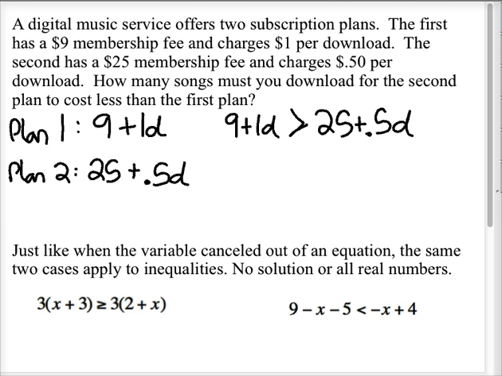So I notice my variable is on both sides. So that's the first thing I'm going to take care of. So I'm going to subtract 0.5d. Oh, I'm sorry, I wrote that awkwardly over here. I'm going to subtract off 0.5d from both sides.